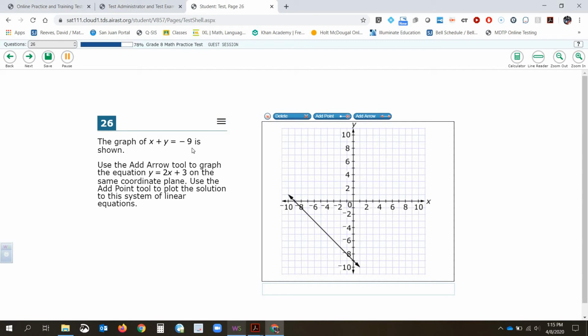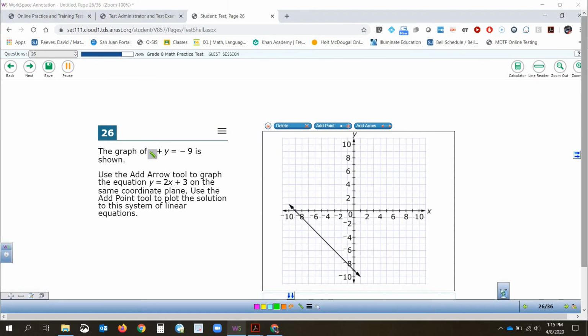The graph x plus y equals -9 is shown. So this is the graph of x plus y equals -9. Use the add arrow to graph the equation y equals 2x plus 3 on the same coordinate plane. Then use the add point tool to plot the solution to this system of linear equations. All right, so they have already graphed x plus y equals -9.